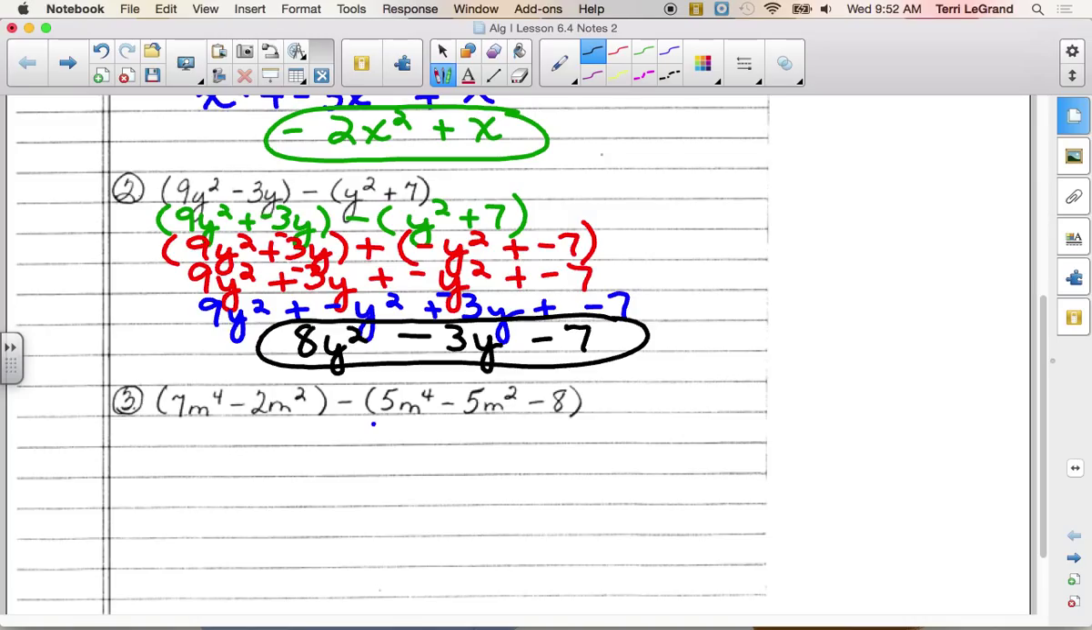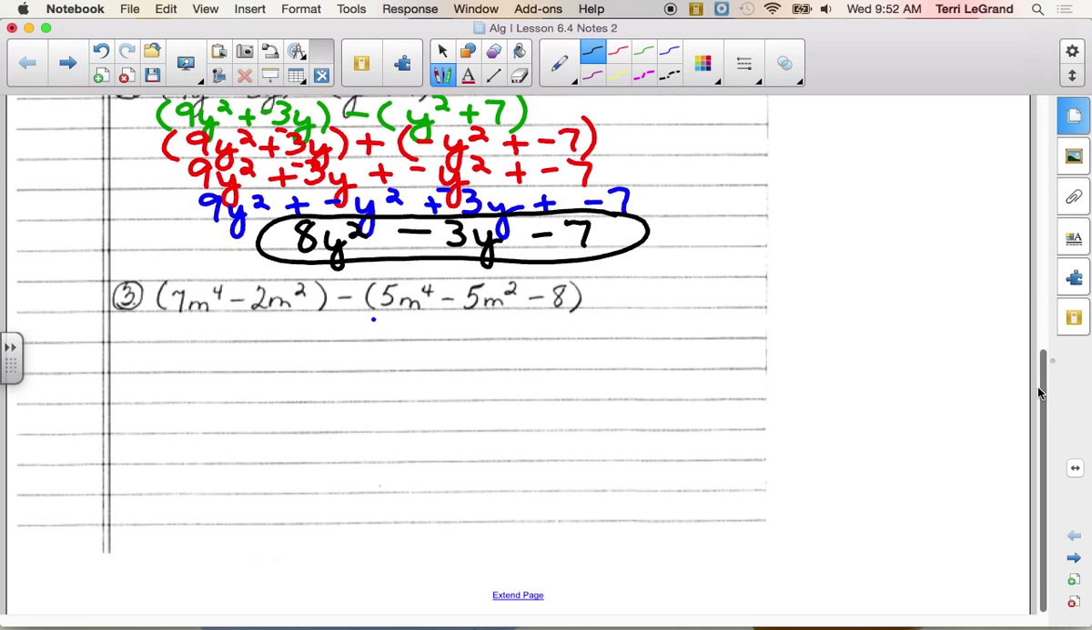Any other mistakes? Don't want to leave it as it's not supposed to be. Good catch. 8y squared minus 3y minus 7. Okay, let's move on to the last one that we're going to practice on this side.